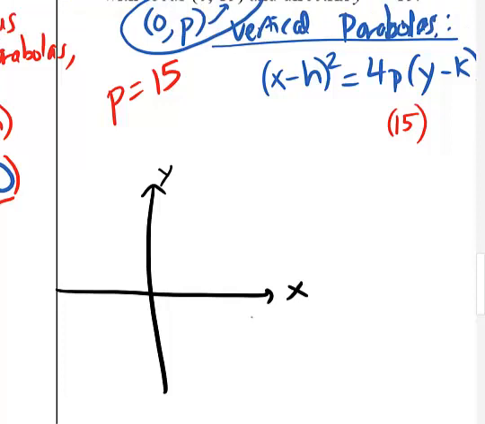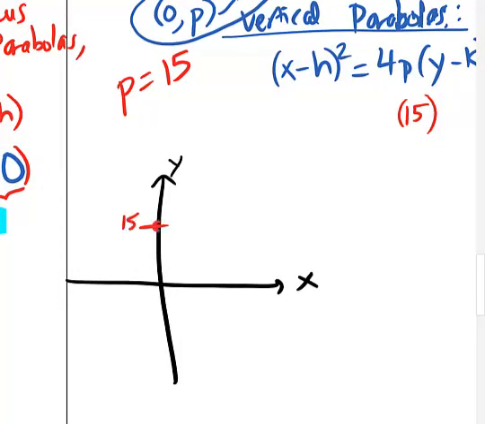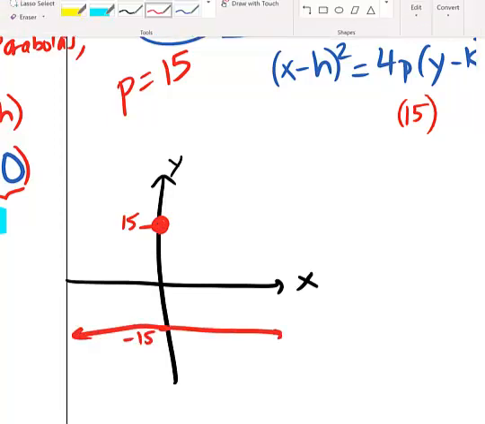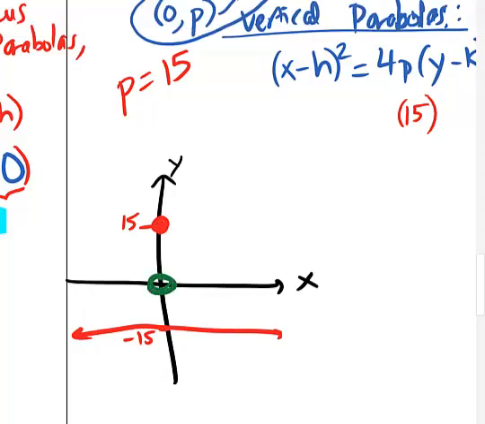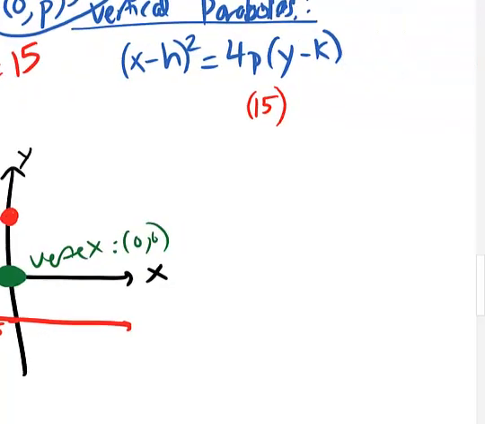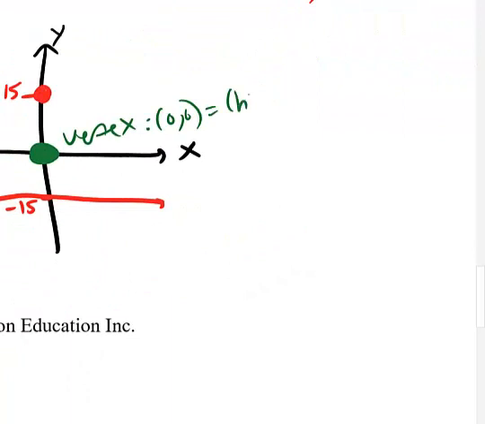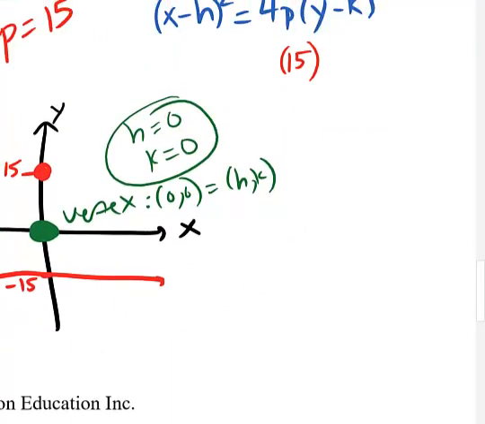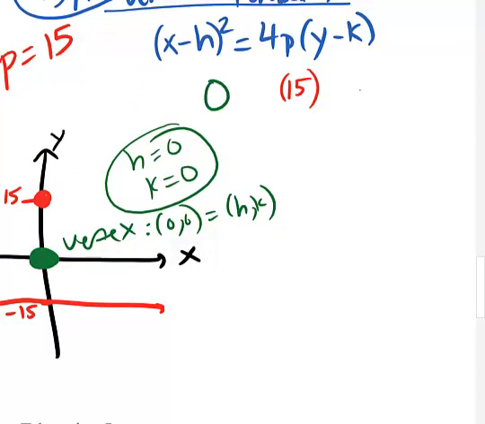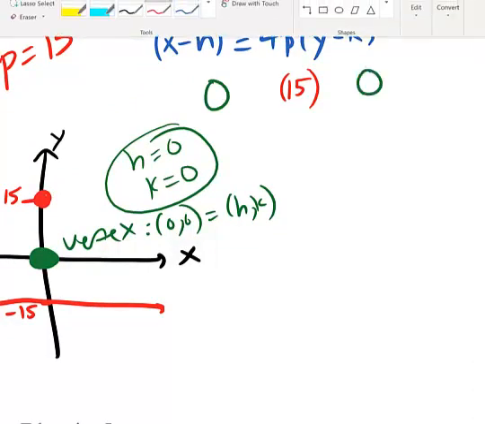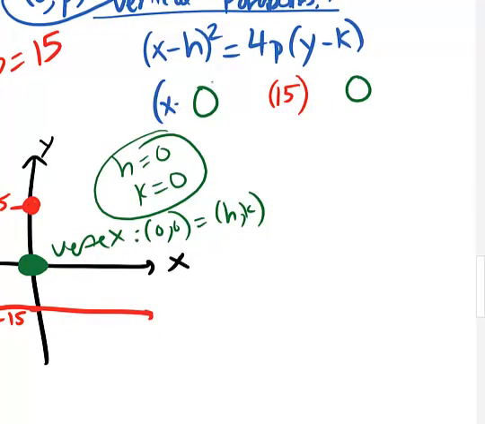So let's see, the focus was at (0, 15). Let's say this is 15. I'll put a point there. And then negative 15, there's a horizontal line there for the directrix. The point that's directly between them would be the vertex, which would be (0, 0). So the vertex must be (0, 0). That means h and k are both 0. So yeah, h equals 0, k equals 0, just based on the fact that we know that the vertex should be directly between the focus and the directrix.